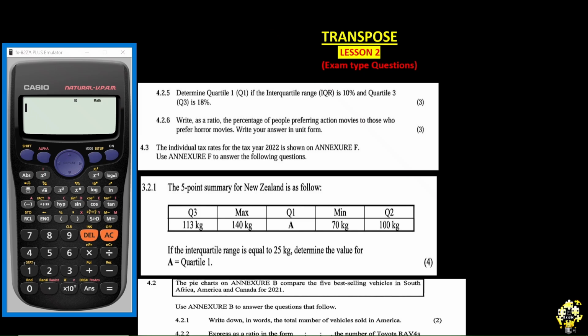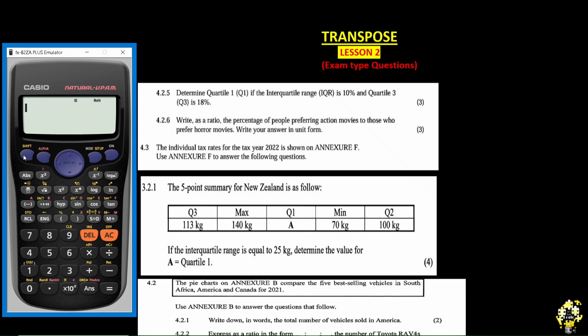Hello, welcome. Now, this is lesson 2: transposing, manipulating, or playing around with the formula, trying to change the subject of the formula. This will be brief. These are just 3 extracts from past question papers. You can pause the video and give them a go and see if the last lesson is still very much cemented in your brain.